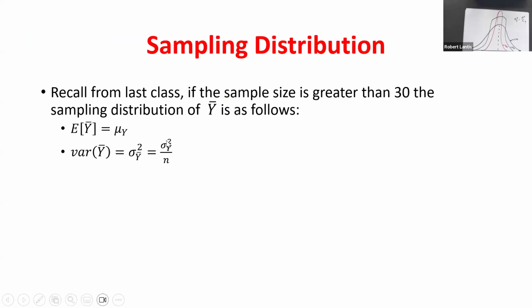So this is our summary slide of what we just talked about, right? The mean of my sample means is the true population mean. The variance of our sample means will be the original variance over our sample size, okay?